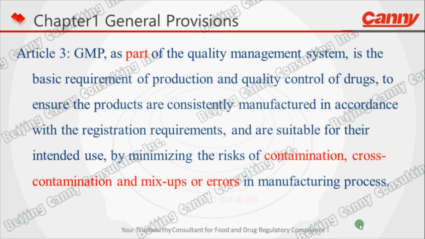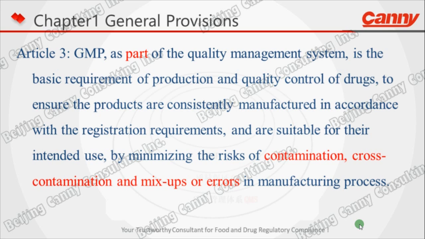So first, this principle of GMP is underlined here. 4 points. Minimizing the risk of contamination, cross-contamination, mix-ups, and errors. So these 4 points are very important. They will apply to every aspect of GMP. For example, premises, facility, equipment, instruments, process validation, clean validation, and so on. In each aspect, the purpose of the GMP control is to minimize the risk of contamination, cross-contamination, mix-up, and errors. So remember this.